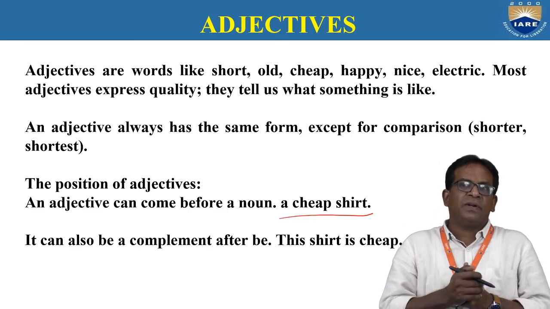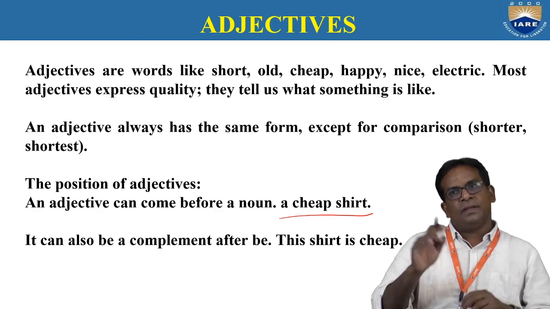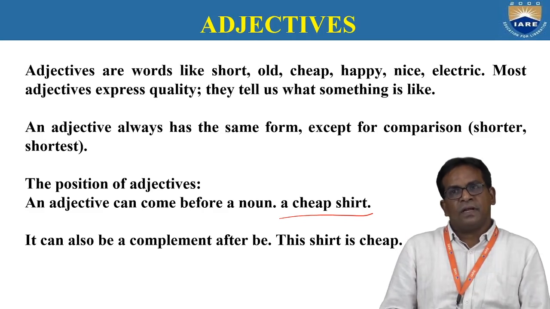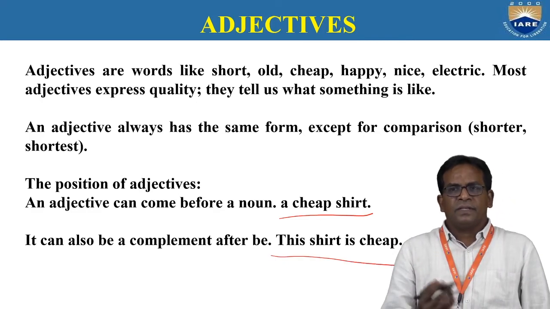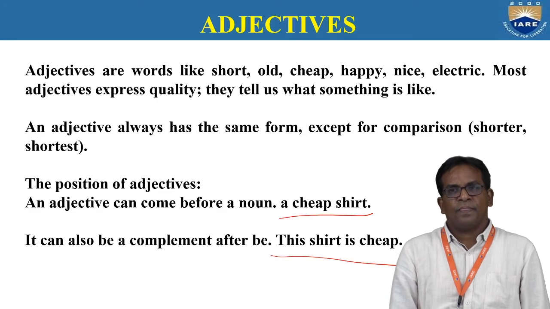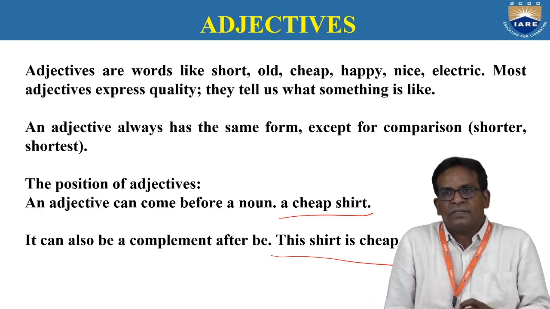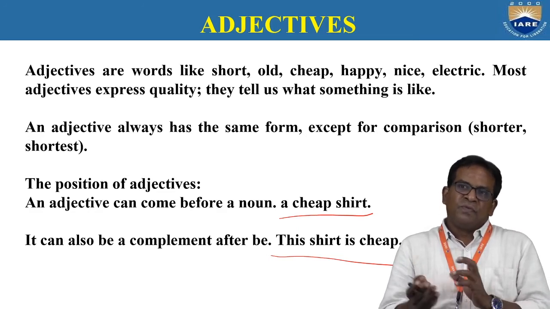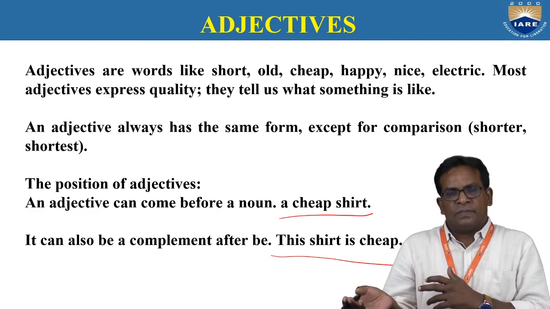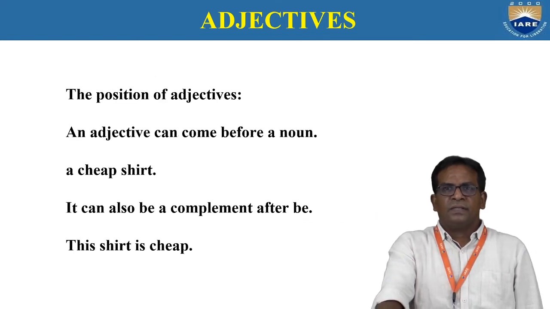It can also be a complement of be. This shirt is cheap. See, in the first sentence, a cheap shirt. In the second sentence, this shirt is cheap. This is a complement after the be form. So, before the noun or as a complement, we can use adjectives, as you remember that. Okay.